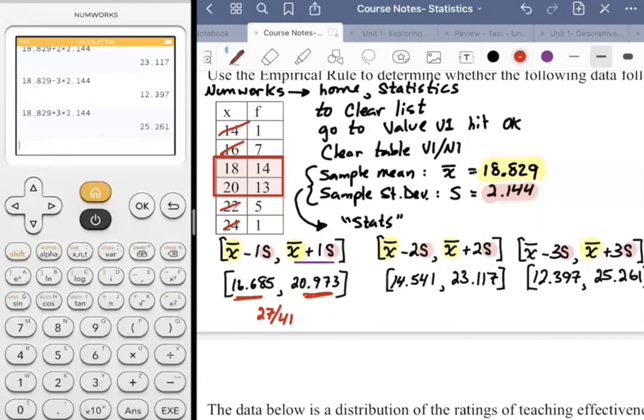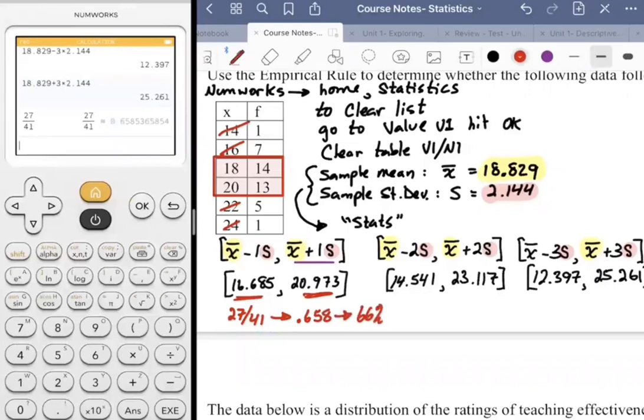So I'd want to see about what percentage this is. 27 divided by 41 is in the neighborhood of 66%. It's just a smidge short, but if I wanted to put this as a percentage, I would say about 66%. This number corresponds to .658, which is about 66% if we're going to the nearest whole number. But if we're not, then we would leave it at 65.8%.